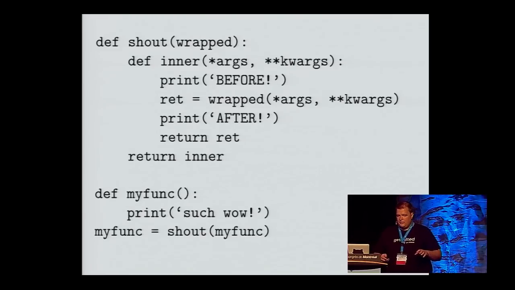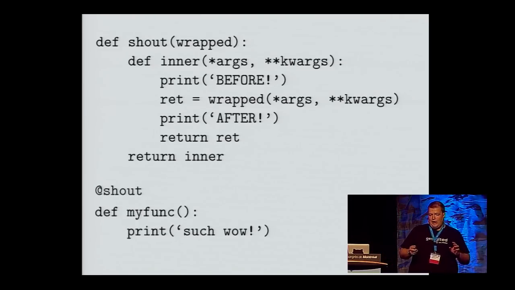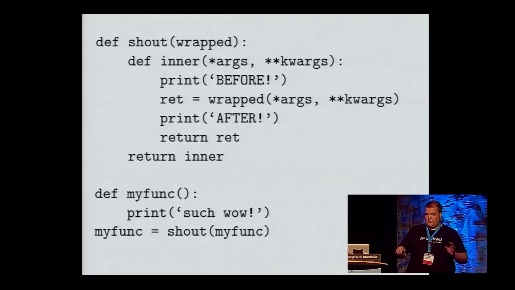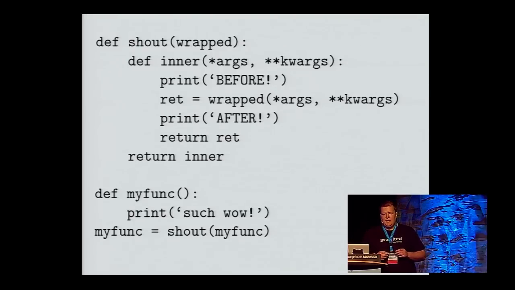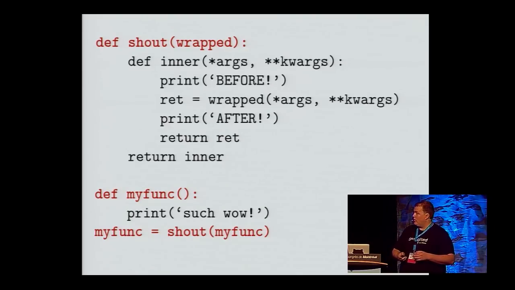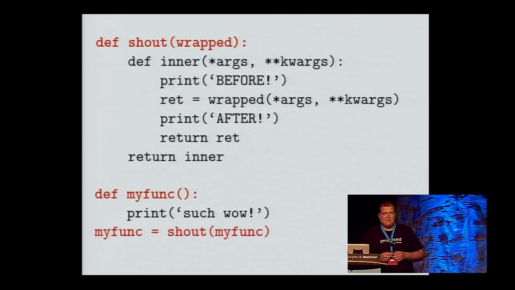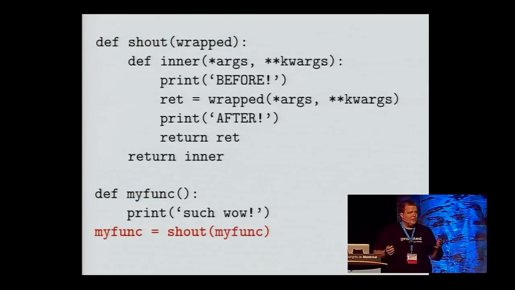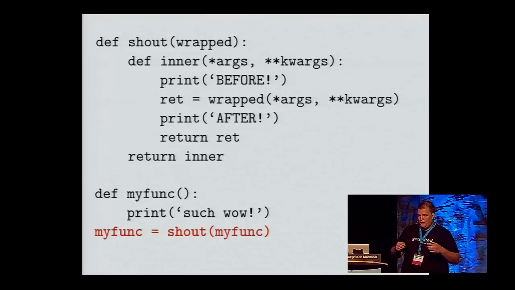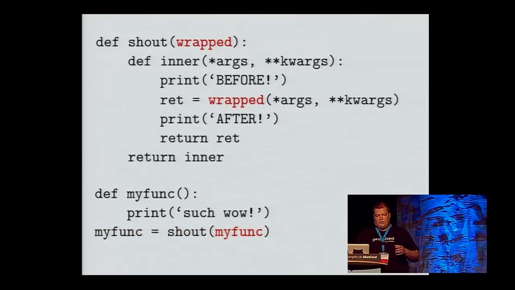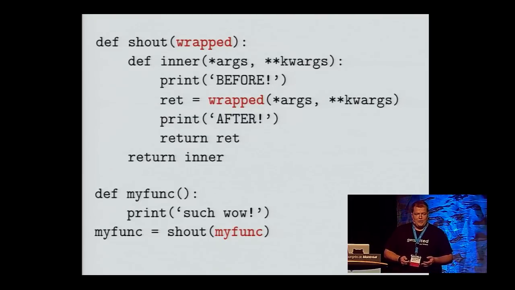So let's see here. First of all, let's go to our non-syntactic sugar version, where we're actually calling the decorator. When we first go through this example, at import time or at runtime, we're going to define two functions, shout and myfunc. And then we're going to run this last line, which is the decorator being applied. So when we call shout, we pass in myfunc, and here you can see I've highlighted myfunc as it travels through this decorator.